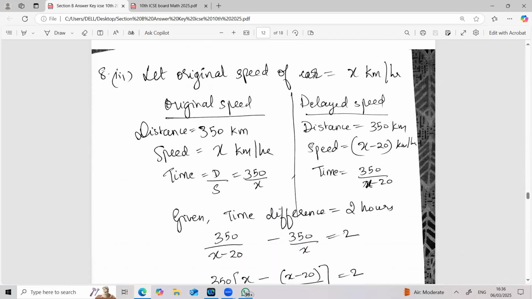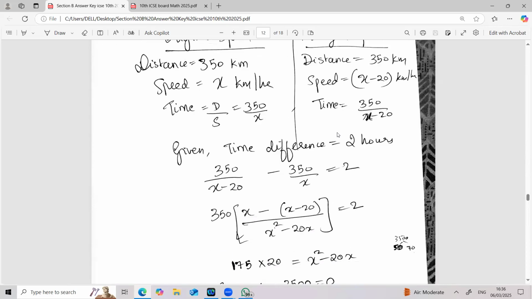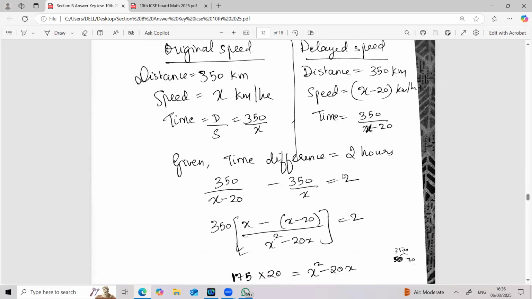Now, Delhi to Kasauli, distance is normal 350 kilometer. I made two cases. In one case, it was a normal speed. In the other case, because of rain, they had to reduce the speed by 20. Obviously, the missing quantity in both the columns is time, D by S. It's given that the time difference is 2 hours. So, more time minus lesser time, the time difference is 2.